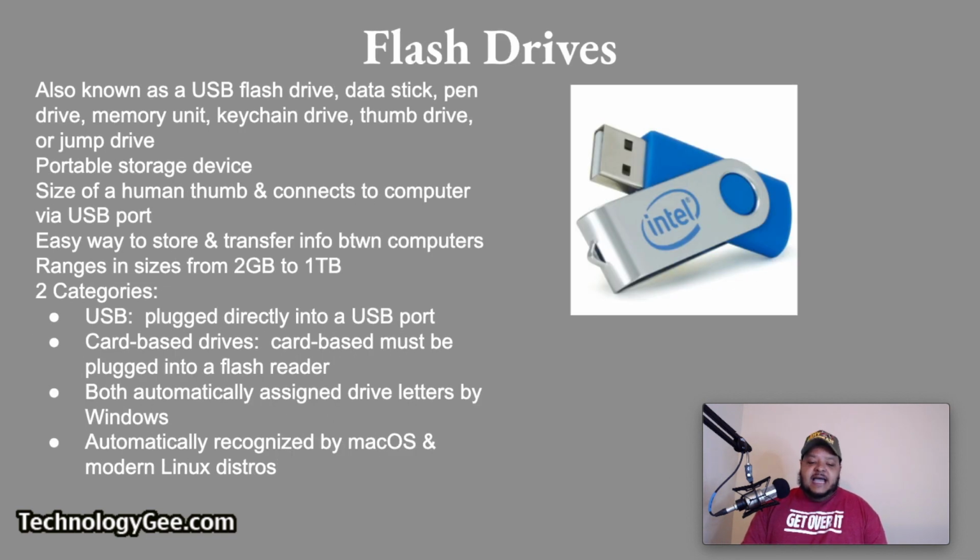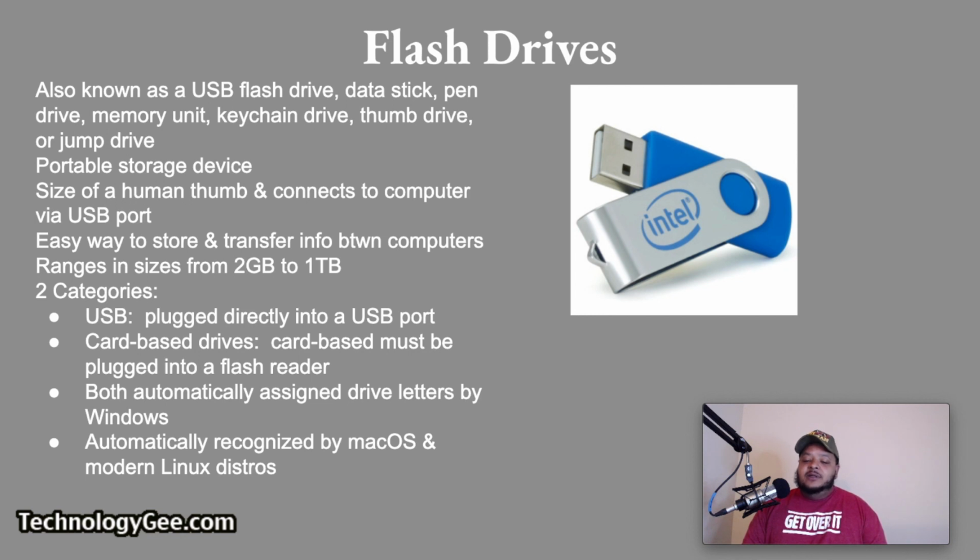Let's talk about flash drives. A flash drive, which is also known as a USB flash drive, a data stick, a pen drive, memory unit, keychain drive, thumb drive, or a jump drive, is a portable storage device. It is often the size of a human thumb and connects to a computer via a USB port. Flash drives are an easy way to store and transfer information between computers and range in size from 2 gigabytes to 1 terabyte. Flash drives can be divided into 2 categories: USB and card-based drives.